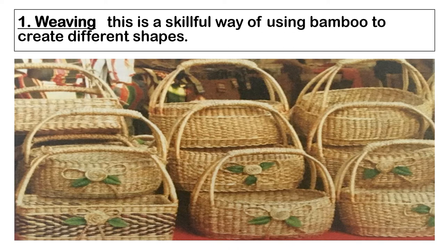Materials and equipment we use to create visual artwork. First, weaving. This is a skillful way of using bamboo to create different shapes. Besides bamboo, reed, jute, and yanlipao can be used to weave just as beautifully as bamboo.